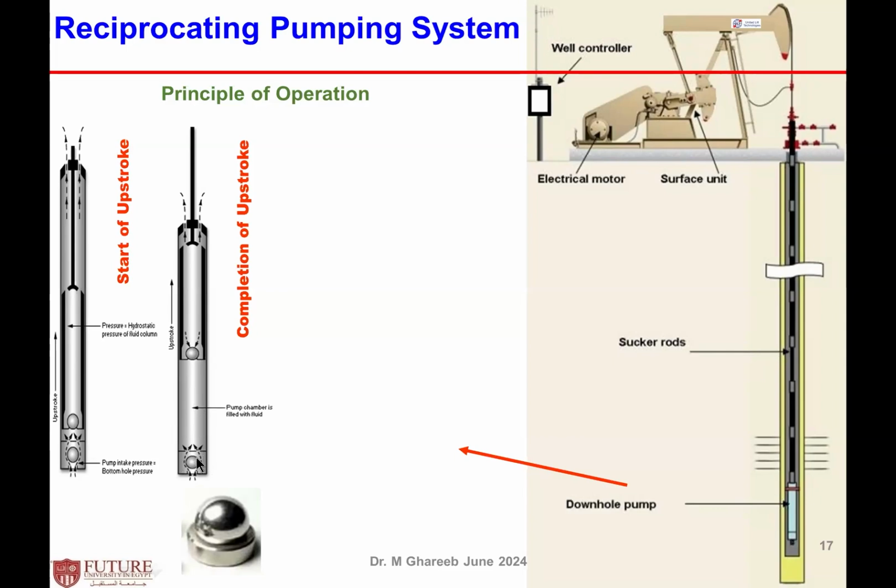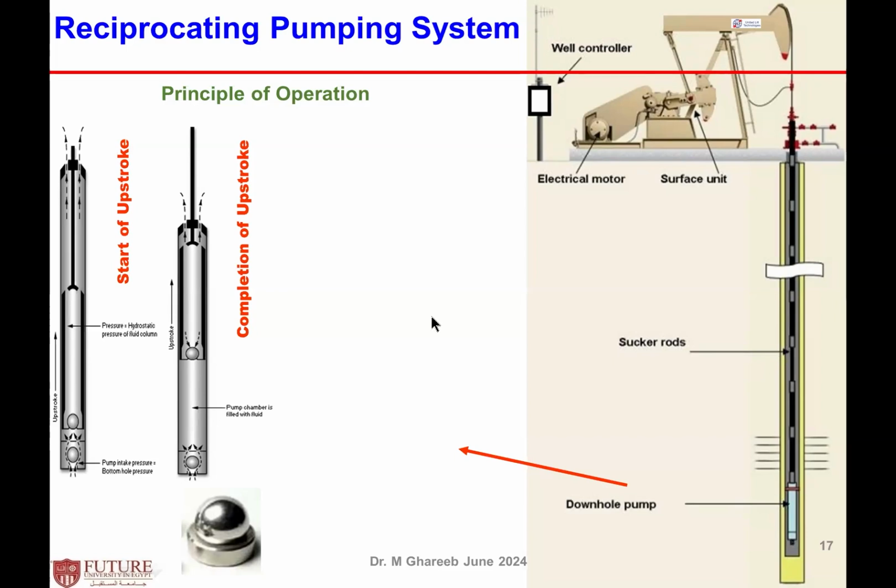In this case, the standing valve will be open. Then in the upstroke, while the traveling valve is going up, it displaces the fluid above it. In the meanwhile, the standing valve will be open, and it allows new fluid to move inside the pump below the traveling valve. Then at the end of the upstroke, completion of the upstroke, I have displaced all the fluid previously found inside the pump, and I allow new fluid to enter the pump. This is an upstroke. What's going on in the downstroke?